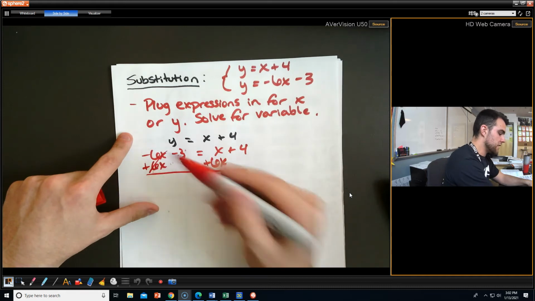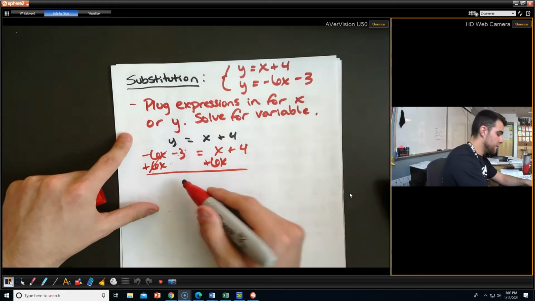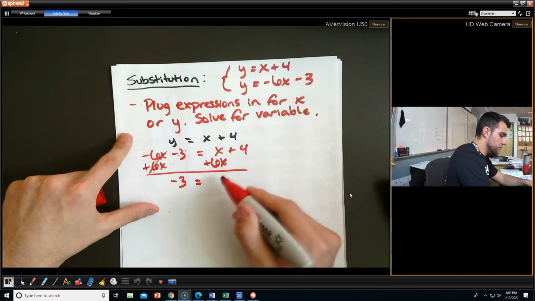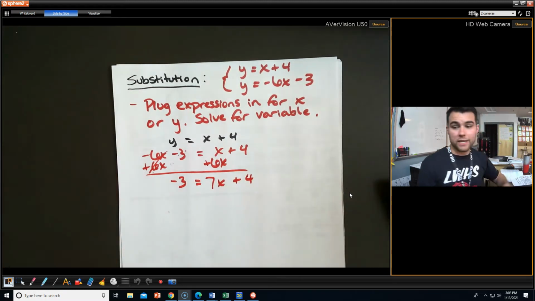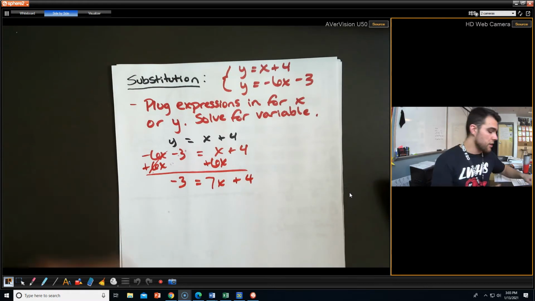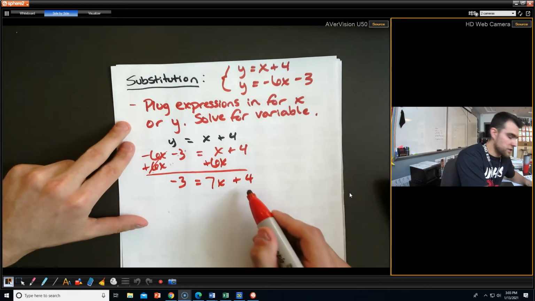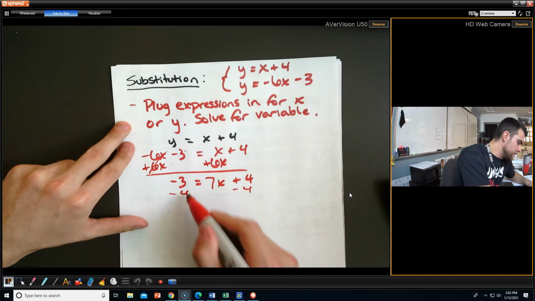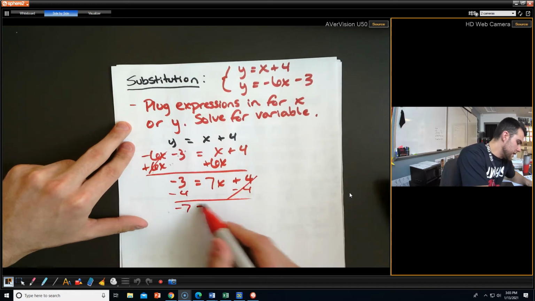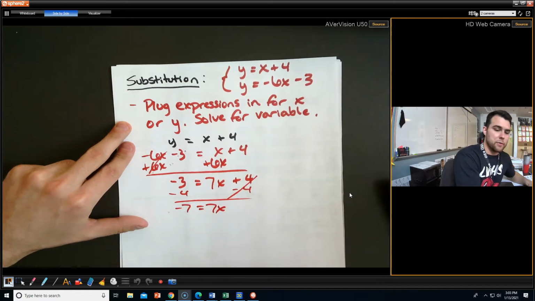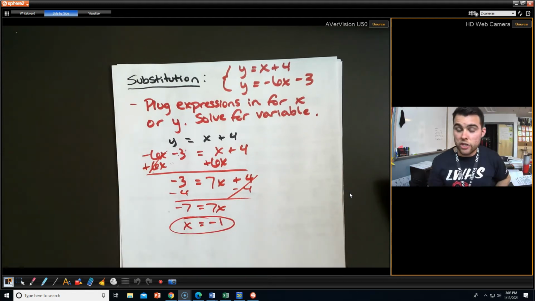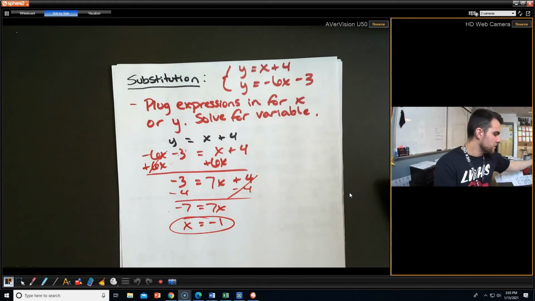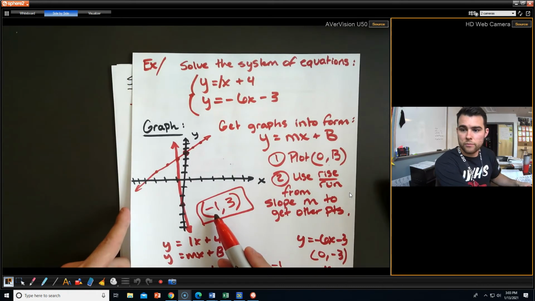So these 6x's will cancel out to 0, and I'll be left with negative 3 is equal to 7x plus 4. And now I have a two-step equation. We're going to go ahead, we're going to undo the addition first. I'm going to subtract 4 from both sides. Negative 7 equals 7x. I divide both sides by 7, so I get x is equal to negative 1. And that's good because that was our x coordinate when we found that point.